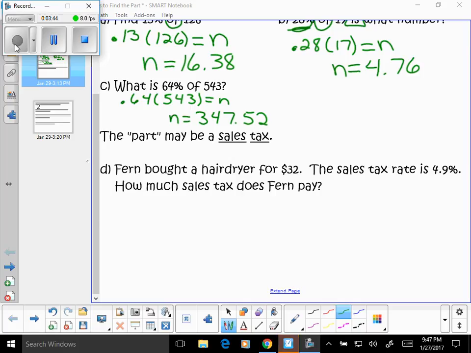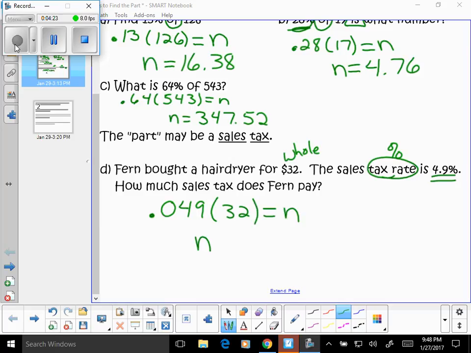Fern bought a hairdryer for $32. That's how much the hairdryer costs. This is like an original price or the total price, so that means it's a whole. The sales tax rate. A tax rate means the percent is coming, and there it is. Now to calculate the sales tax, I'm going to change 4.9 to 0.049 times my purchase, my total purchase, my whole purchase, which is $32, equals n.